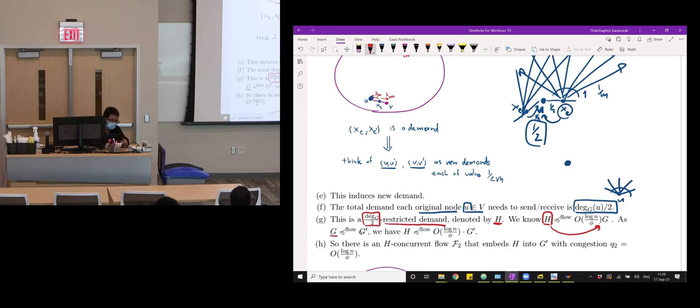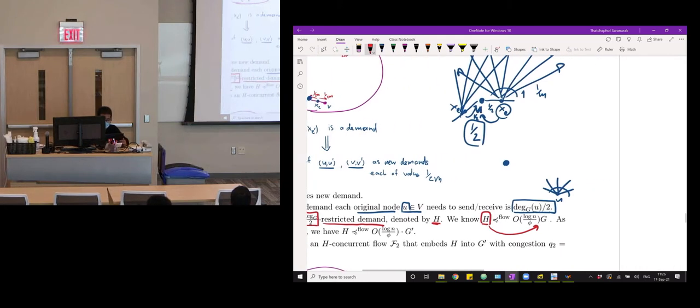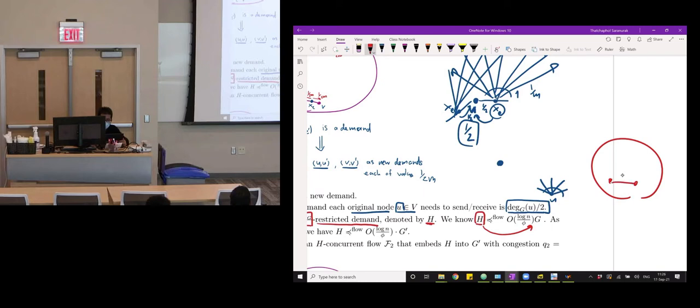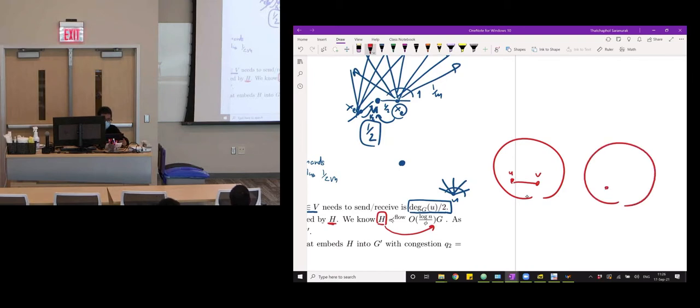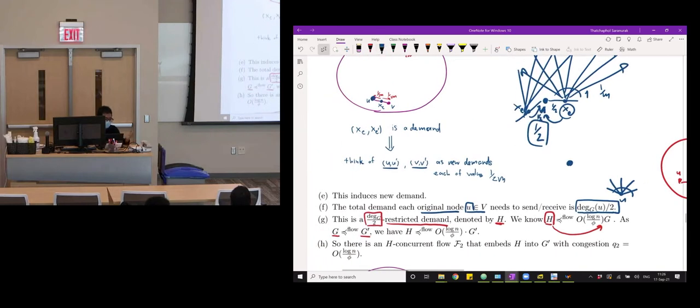And obviously G can be embedded into G prime, because you have node U, V. How would you want to embed the demand between this edge into G prime? Well, just go through the same path, right? Just go through this edge. Nothing really happened. It's a trivial way to send the flow to embed this G into G prime. So combining these two inequalities, you have that indeed H can be embedded into G prime with small congestion.